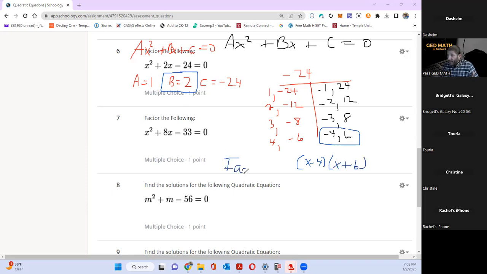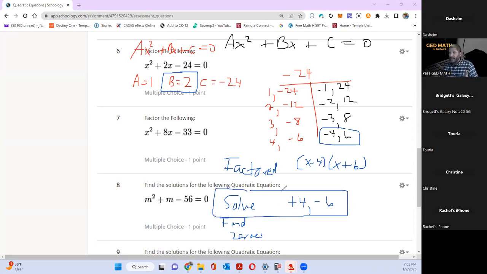This is a factored quadratic equation: x minus 4 times x plus 6. To solve it, you find your zeros. What values of x will give you 0? The opposite of minus 4 is plus 4. The opposite of plus 6 is negative 6. So the two values that solve this quadratic equation are 4 and negative 6.